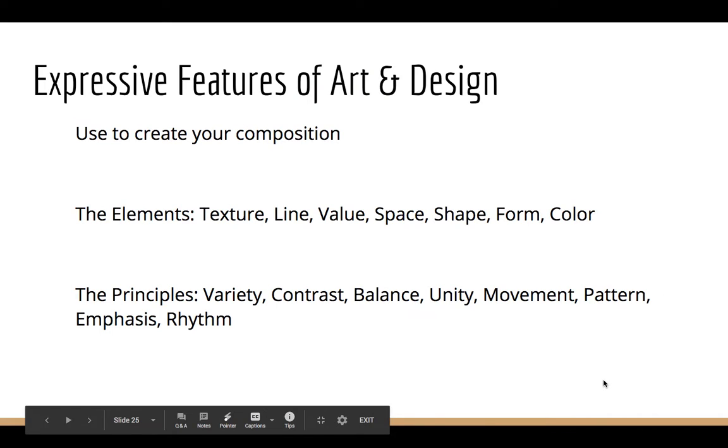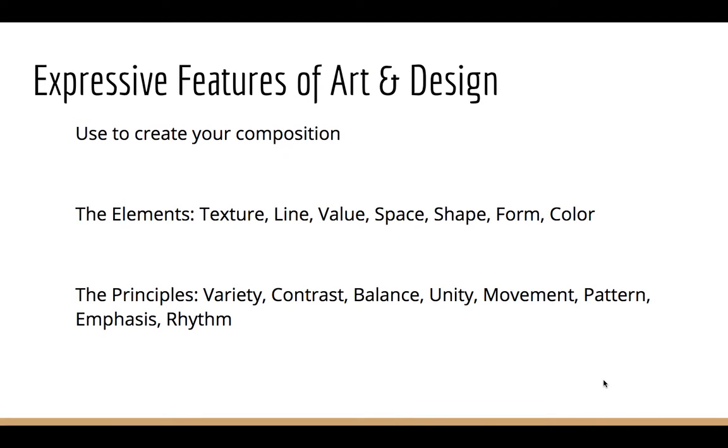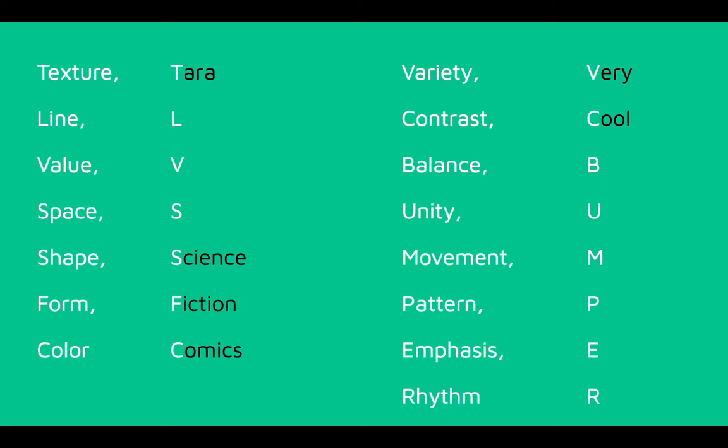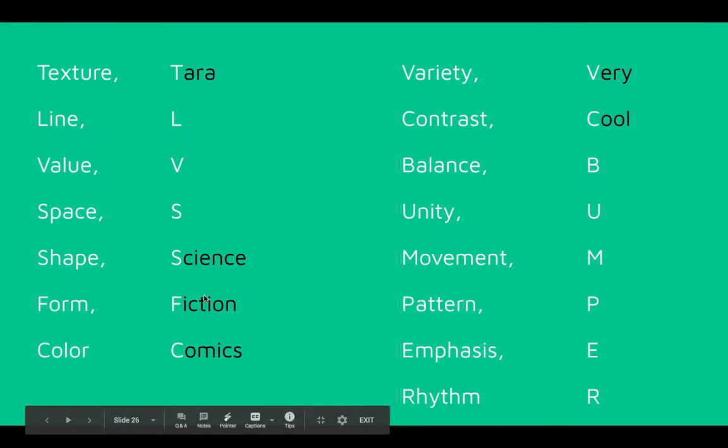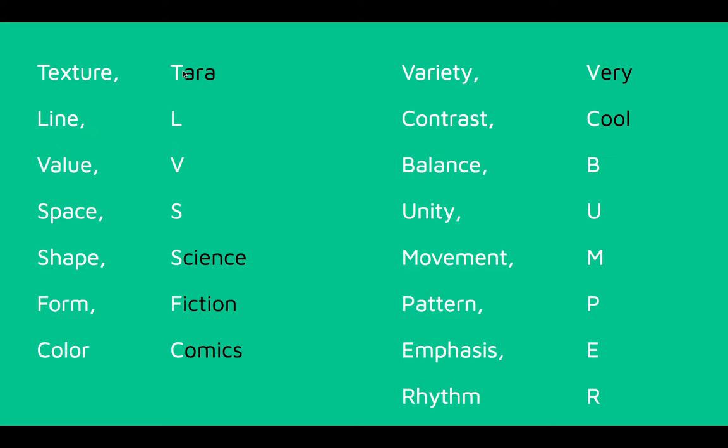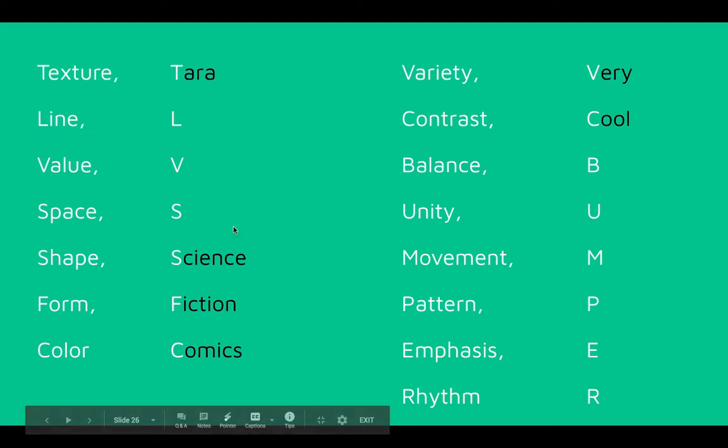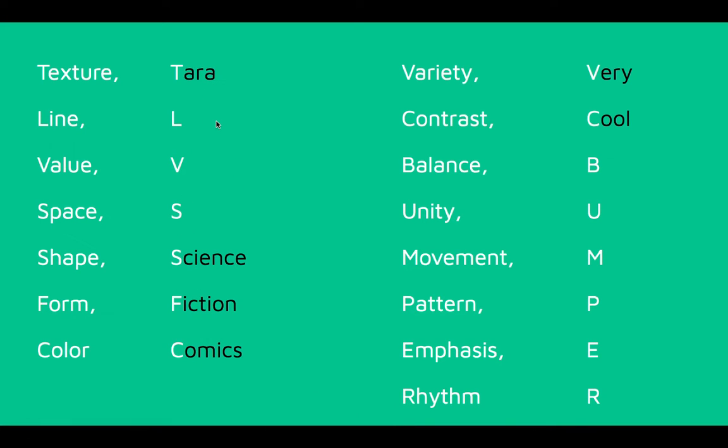Alright. Well, there you have it, guys. Those are the expressive features of art and design, also known as the elements and principles. And I have for you a little set of mnemonic devices that might also help you remember what they are. So for the elements, you can use any T name here. I have the name Tara. Tara loves science fiction comics. Tara loves science fiction comics. That's how you can remember what all the elements are.